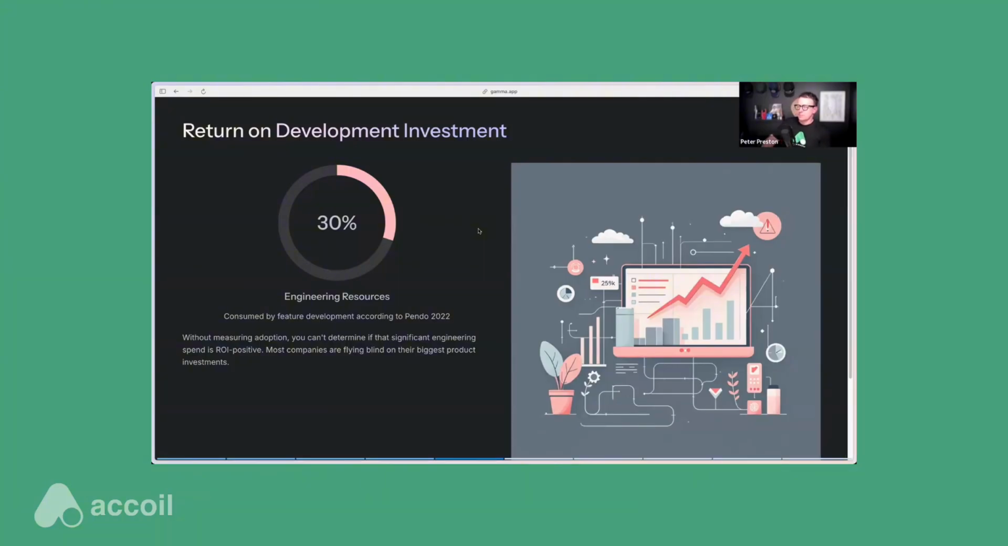Probably not. So one of the first reasons to go look at feature adoption is to understand what is that return on that development, on that engineering time and all those resources. Are we getting a return on that? Are we working on the right things or not?